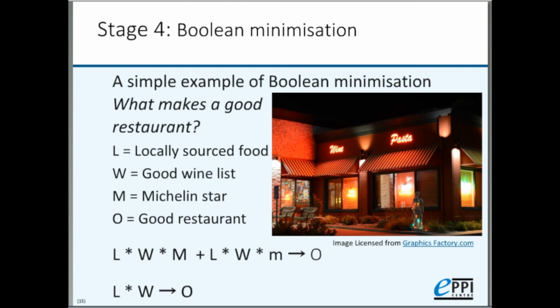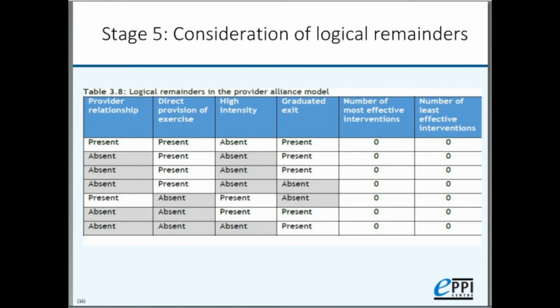So we have 2 possible configurations leading to our outcome. In the first, we have locally sourced food, a good wine list, and a Michelin star all present. But in the second configuration, we only have locally sourced food and a good wine list, but the Michelin star is absent, but we're still finding that we're getting the outcome of a good restaurant. Therefore, our minimised solution suggests that locally sourced food and a good wine list is sufficient for leading to the outcome of a good restaurant.